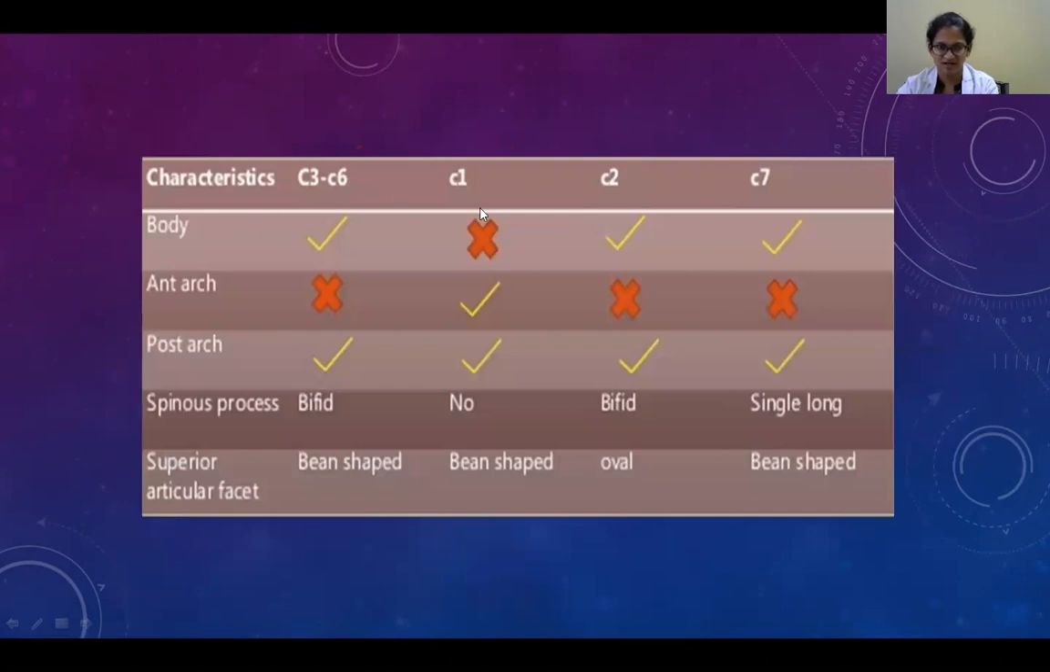What are the characteristic features? C3 to C6 are typical, and atypical are C1, C2, and C7. The body is present in all the vertebrae except C1, whereas the anterior arch is present only in C1. The posterior arch is present in all, and here the posterior arch resembles a lamina. The spinous process is bifid in all except C7, where it is single and long. The spinous process is absent in the first cervical vertebra, where it basically resembles a posterior tubercle, posterior to the superior articular process.